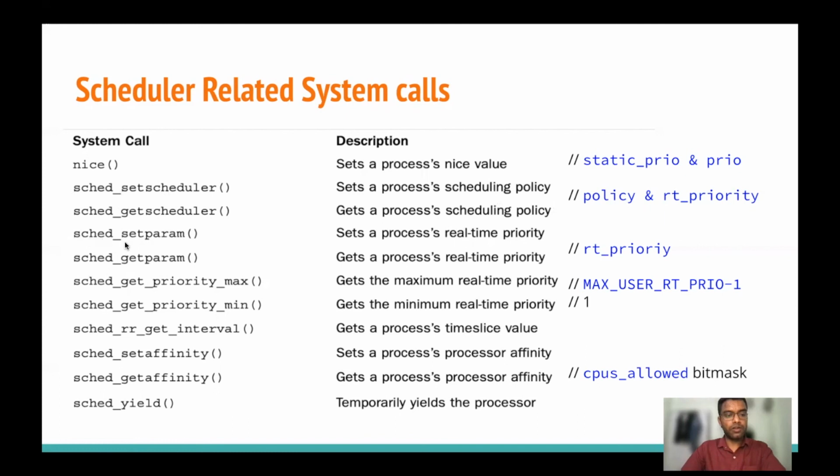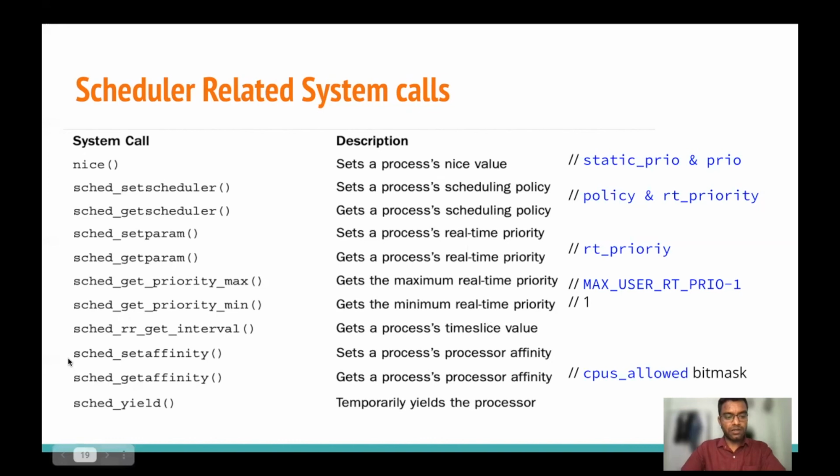This system call, sched_setparam, sets the real-time priority of real-time processes. And similarly, this system call gets the maximum real-time priority of the process. And it gets the minimum real-time priority of the process, that is 1.